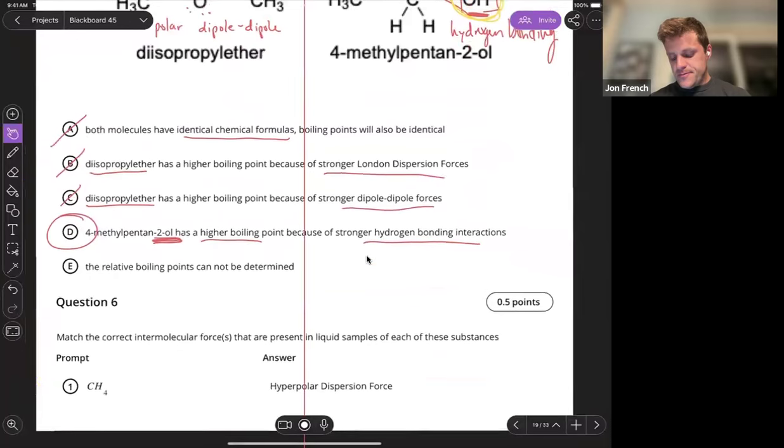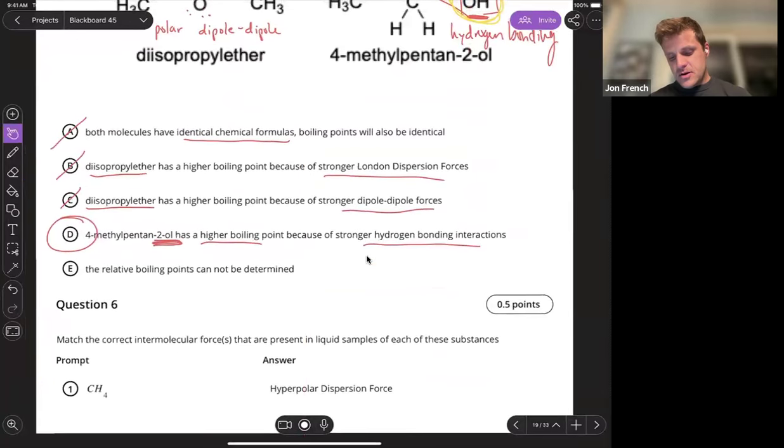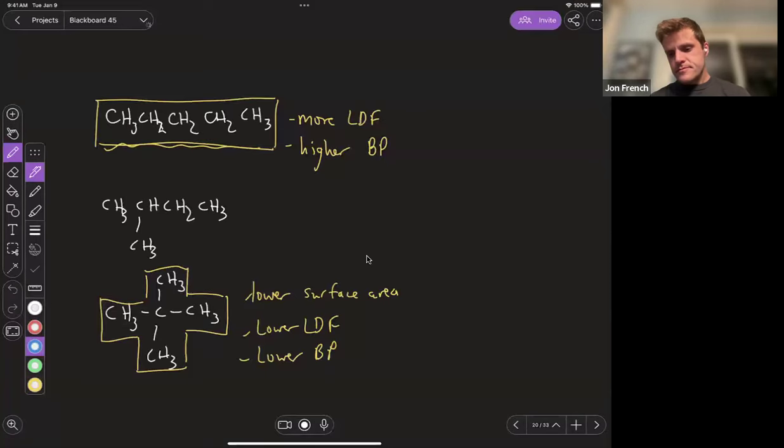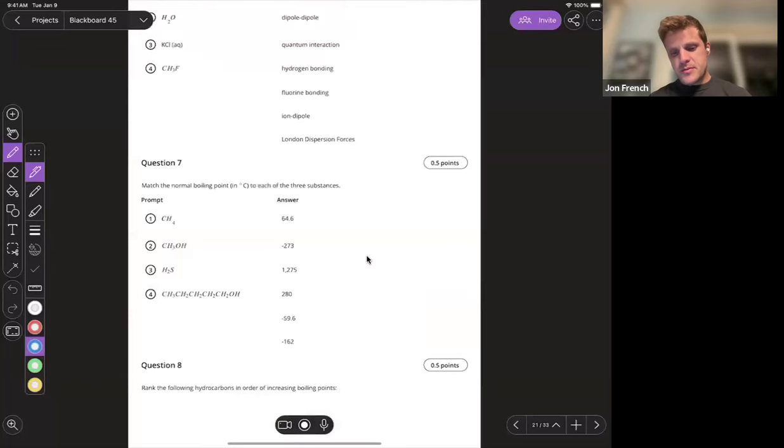Question 6. I wish this all was on one page. The correct intermolecular forces, right? Methane is nonpolar, so it's just going to have London dispersion forces.